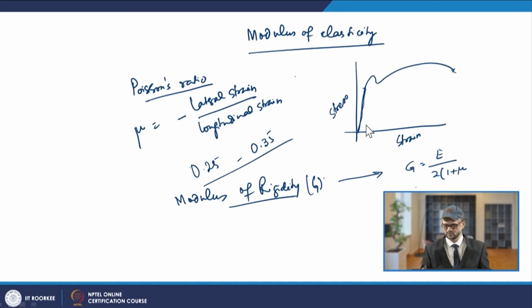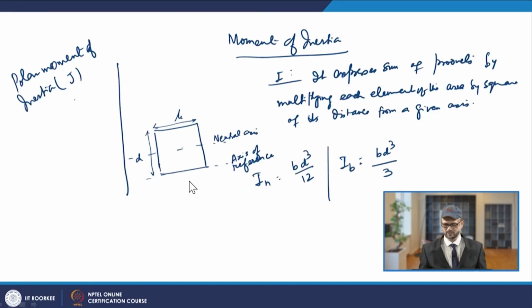Okay. So modulus of elasticity, Poisson's ratio, it is the lateral strain divided by the longitudinal strain. Generally it will be 0.25 to 0.35. Modulus of rigidity, the G, we can get by the formula E divided by 2 times (1 plus mu).